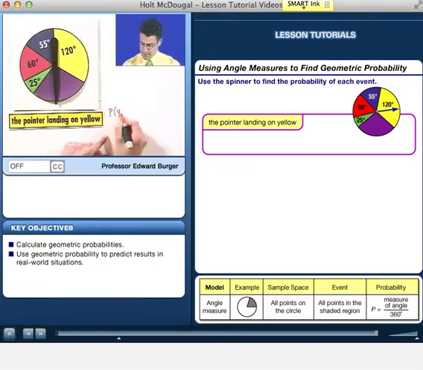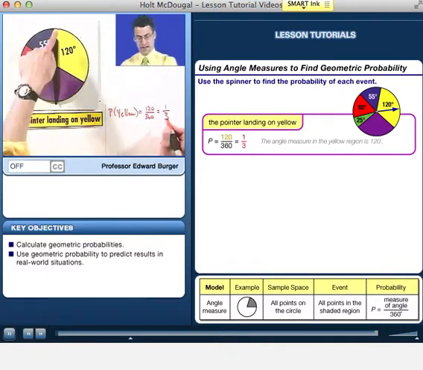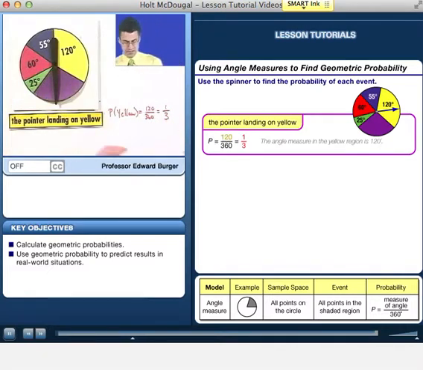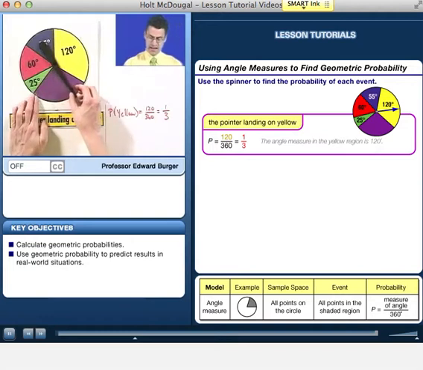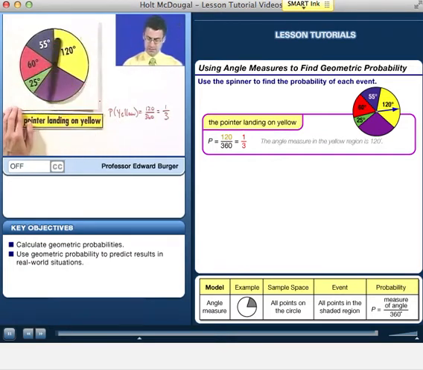Probability of yellow equals, well, 120 out of the 360 equally likely possibilities, which is 1/3. And that kind of looks like a third of a pie, doesn't it? So that means that if we do this again and again and again, we would guess that about a third of the time we would be in yellow.